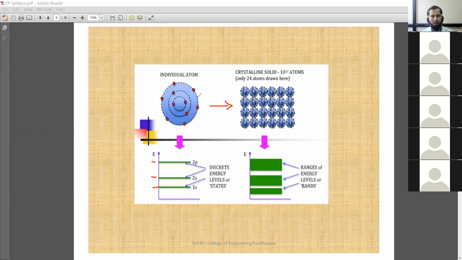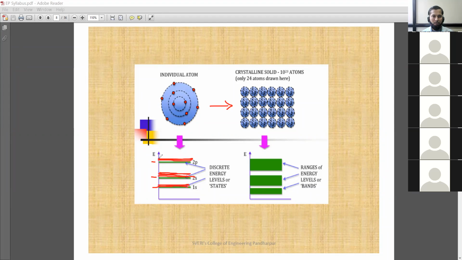Now consider another atom which comes close and interacts with this atom. That atom also has its own energy levels. Now consider another atom, and they are also interacting with each other. If we keep adding atoms which are close to each other and interacting, then what happens?